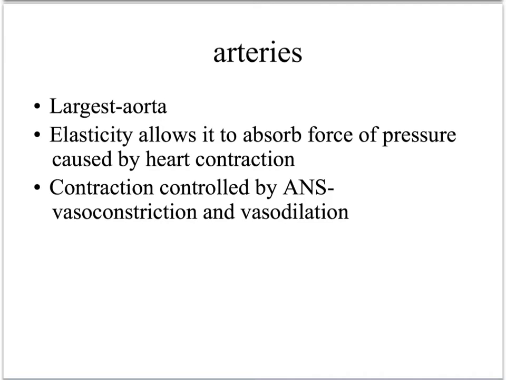Okay, let's look at arteries. First off, you need to know that the largest artery in the body is called the aorta. Arteries require enough elasticity to handle the pressure, sort of give it a bounce when it receives the blood being driven out of the ventricles. And we're going to be talking about vasoconstriction and vasodilation shortly. Please remember that that is going to be controlled by the autonomic nervous system. If you need to review that, please go back to 141 and brush up on the effects of the sympathetic and parasympathetic nervous systems on the vessel diameter.